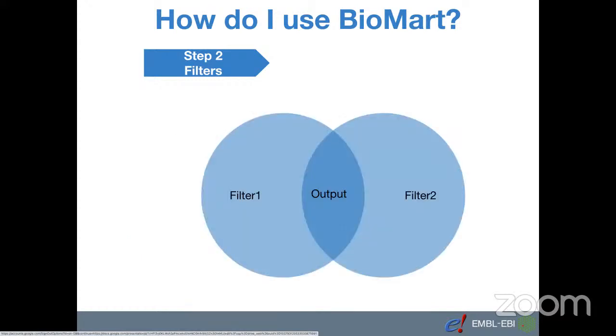BioMart follows AND logic, so it gives you intersectional filters. For example, if I'm interested in all genes on chromosome 9, and then I also apply a filter which says that I'm interested in genes that have a transmembrane domain, in this case I will only get transmembrane domain genes on chromosome 9 as an output. I hope this makes sense. It will become clearer when we do the exercises as well. If you don't get results, this means that there is no overlap between your filters.